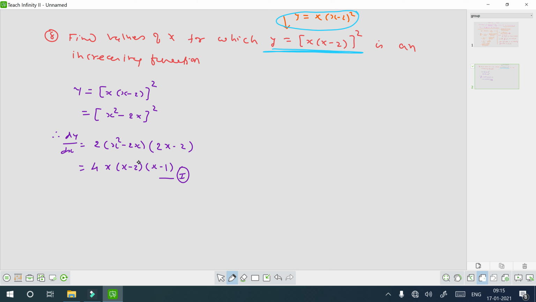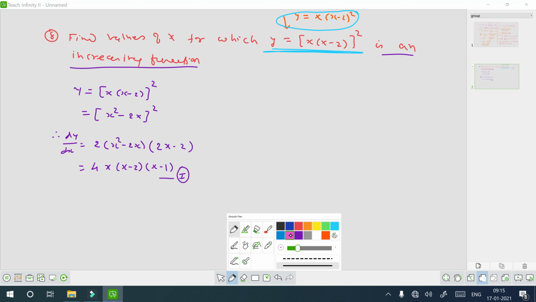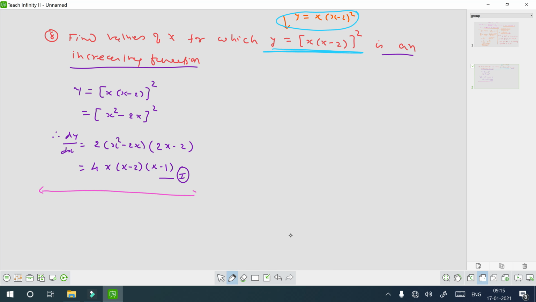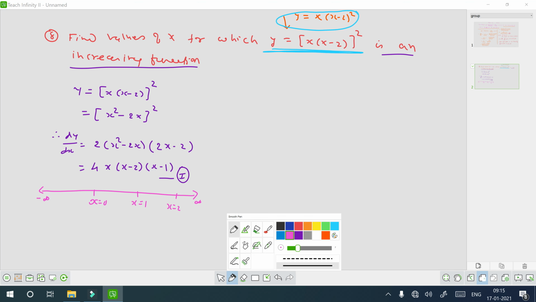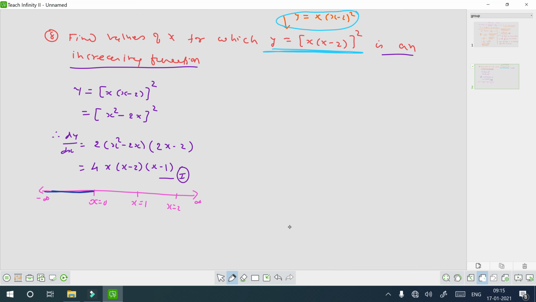What do we want? Where is it an increasing function? Not strictly increasing, but greater than or equal to. That is what we want to find. But see, calculate in general where it is 0. So minus infinity to x equal to 0, x equal to 1, x equal to 2 and up to infinity. So how many parts are there? See, let us consider the first part, x belongs to minus infinity to 0.